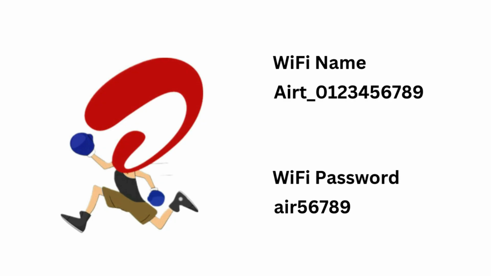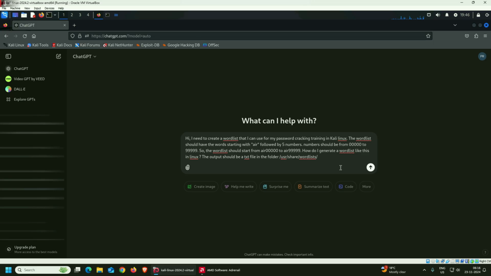We know the pattern of the password as discussed earlier in the video. It is AIR followed by 5 random numbers. Now, let's ask ChatGPT for a script that will help create a word list of our own that will cover all possible passwords in this pattern.